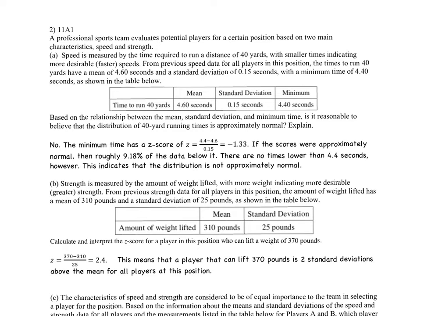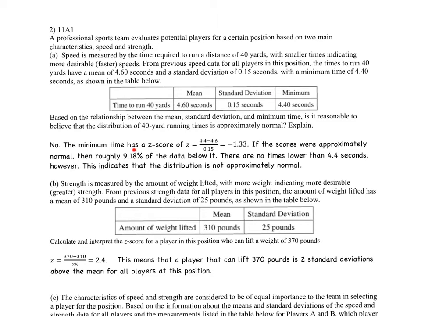All right, in this second question, part A, they give you some information about the time to run the 40, and they say, based on the relationship between the mean, the standard deviation, and minimum time, is it reasonable to believe the distribution of 40-yard running times is approximately normal? Well, the idea here is if it were approximately normal, we should be able to take the mean and add and subtract the standard deviation, probably 2 at least, if not 3 times, to kind of figure out the distribution. But they tell you the absolute minimum lowest score is 4.4.